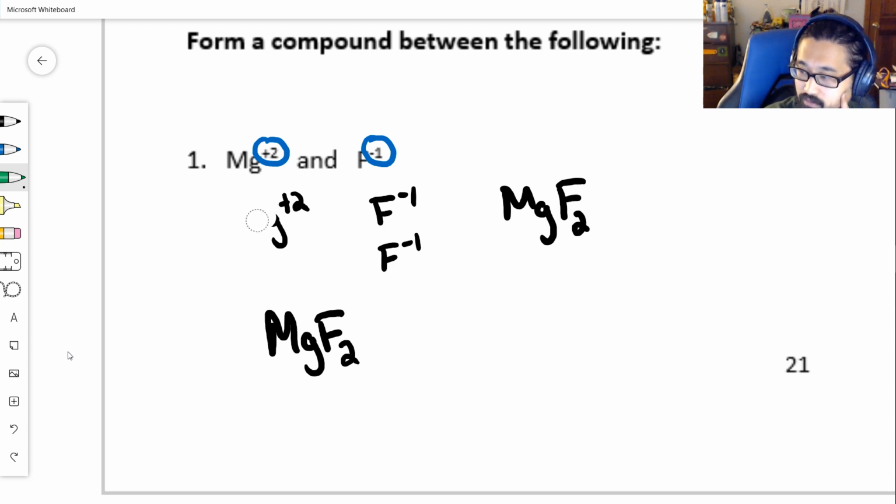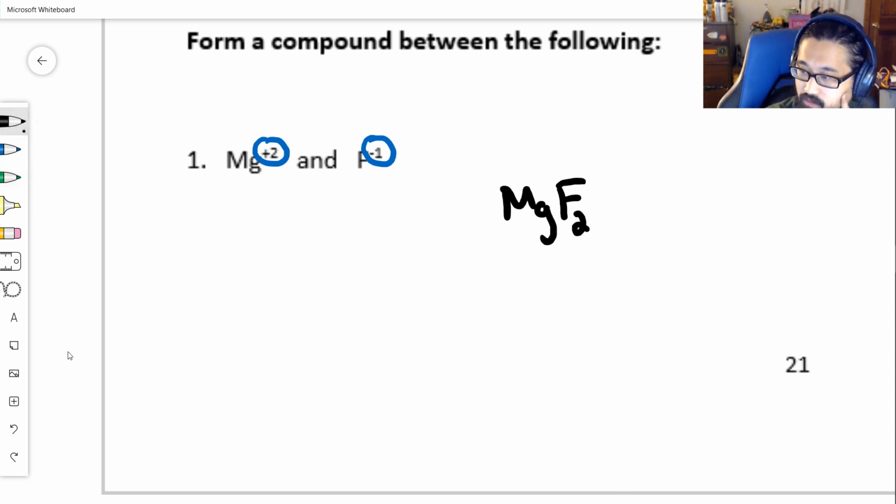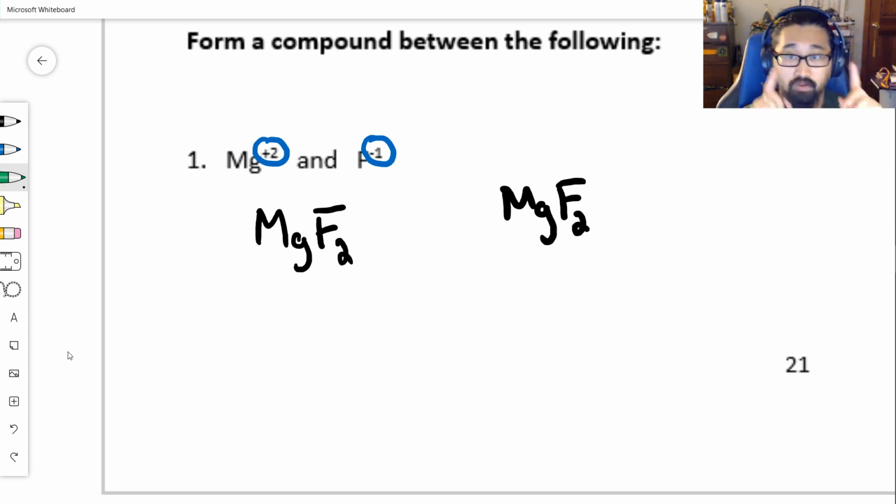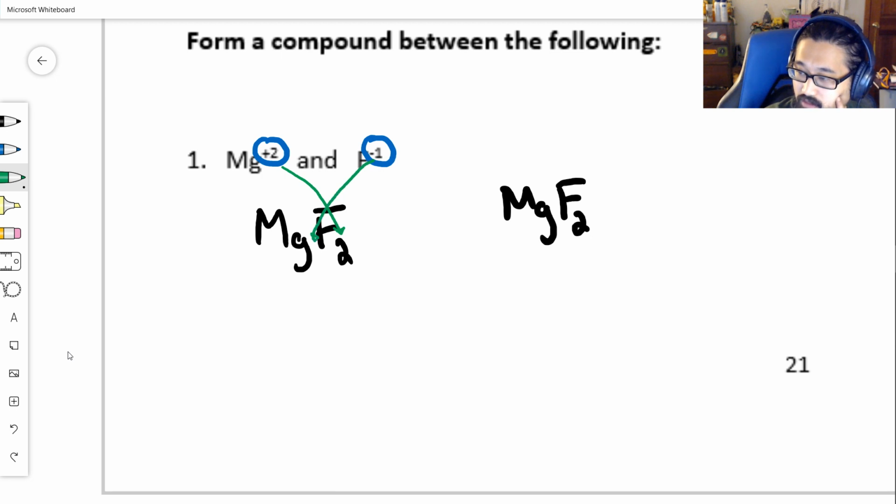When you are taking these charges, let me move this up a little bit just so that it's a little easier to see. So MgF2. Another way you can come to that conclusion: take the 2 ions, take the symbols and just slap them together. Positive one first, negative one second. Take this number and put it down here as a subscript for the second. Take this number, put it down here as a subscript for the first. Just the number, not the sign, right?